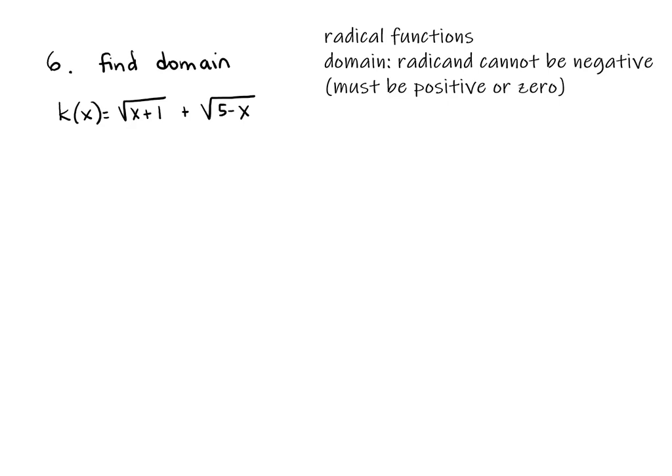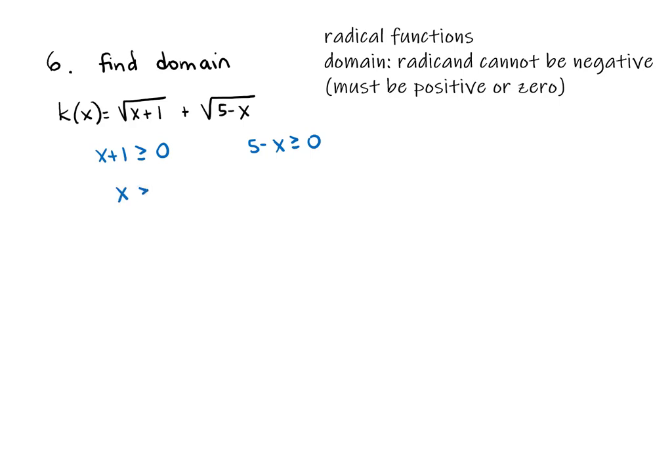So here I see two radicands. I'm going to set both radicands up in inequalities. So the first one should say x plus 1 is greater than or equal to 0, and then 5 minus x is greater than or equal to 0. And I want to make sure that whatever answer I get is valid with both inequalities.